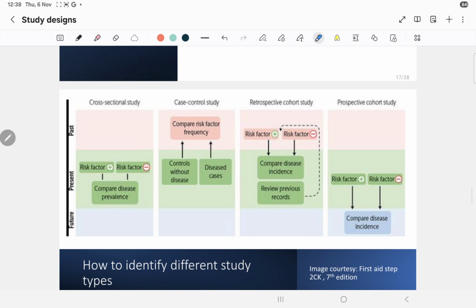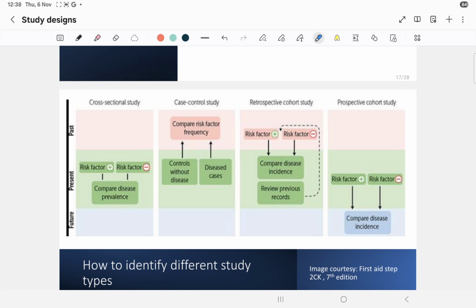As I promised, we will discuss these study designs again visually. So here it is. In a cross-sectional study, we gather data about the risk factors and the disease prevalence and try to make the association. We are not going back in the past, and we are not going into the future. In a case control study, we take patients with disease and without disease, and we compare the frequency of the risk factor of interest.